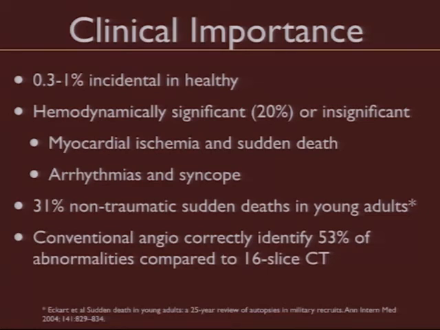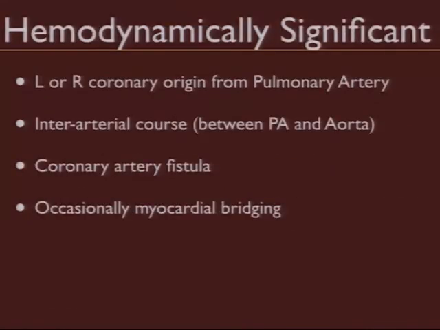And as we've seen, cardiac CT is basically the gold standard. I mean, this is the one time where cardiac CT has no competition. In fact, there have been multiple studies, but about 50% of the coronary anomalies are correctly identified with cath compared to CT. So the hemodynamically significant ones: anytime you have a coronary artery that connects to the pulmonary artery, that's going to create a steal phenomenon, so those are hemodynamically significant.